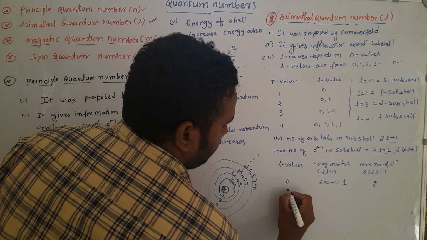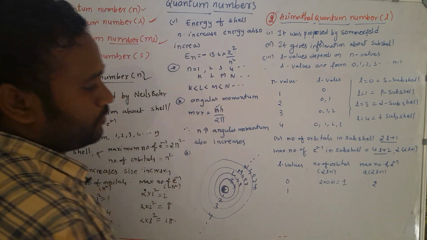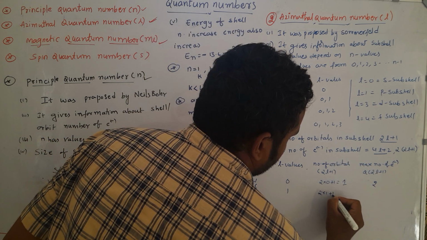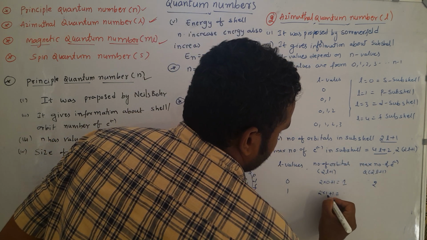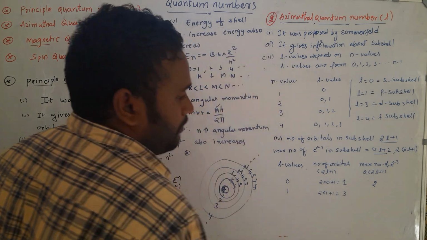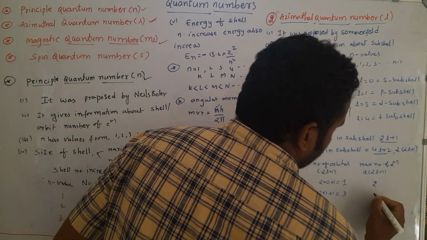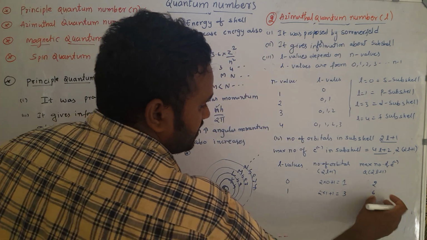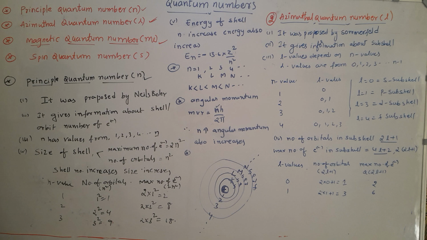Next, if L equal to 1, the number of orbitals is 2 into 1 plus 1, that is 2 ones are 2 plus 1, that is 3. Maximum number of electrons is 2 into 3, which is 6. This means the P subshell contains 3 orbitals, and the maximum number of electrons present in it is 6.